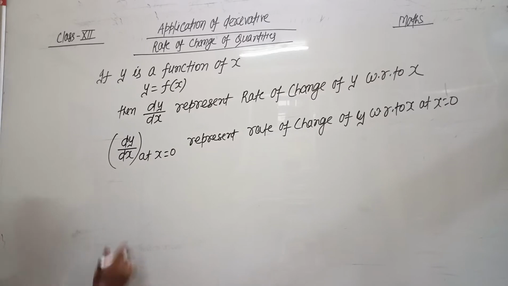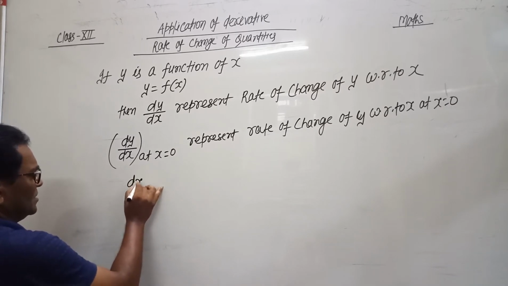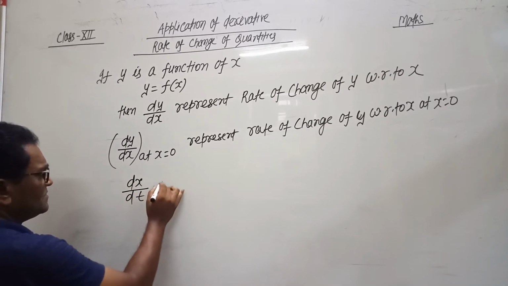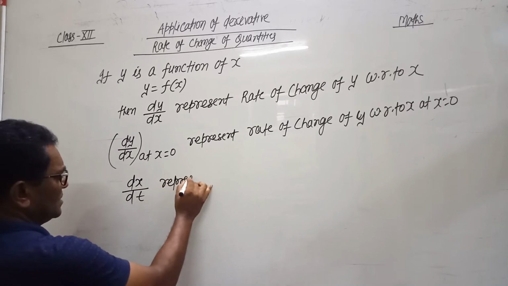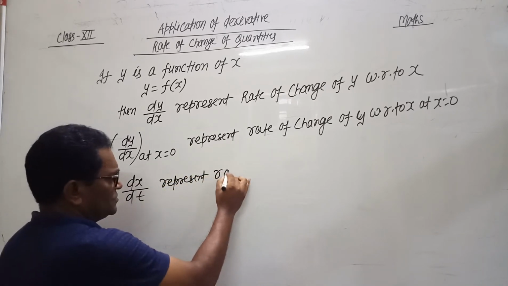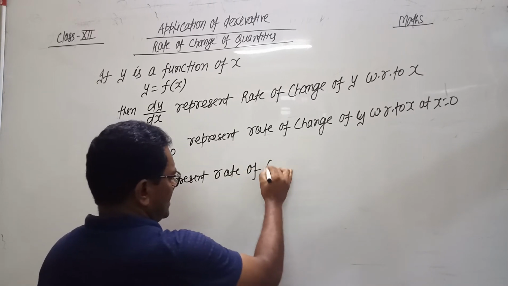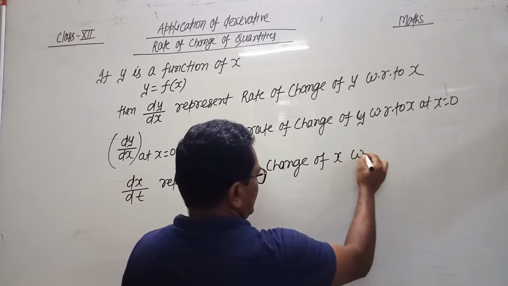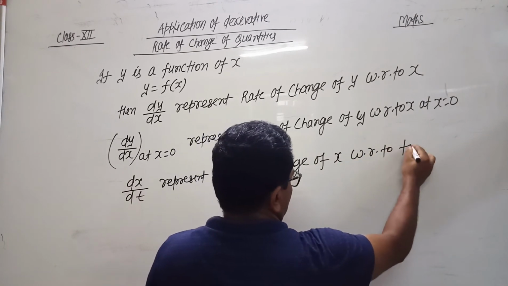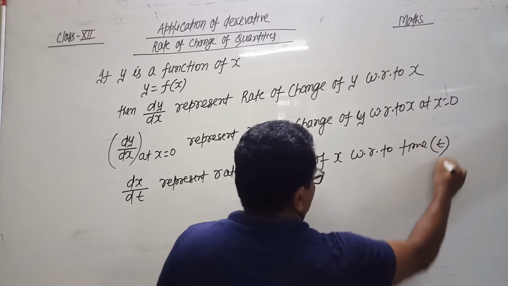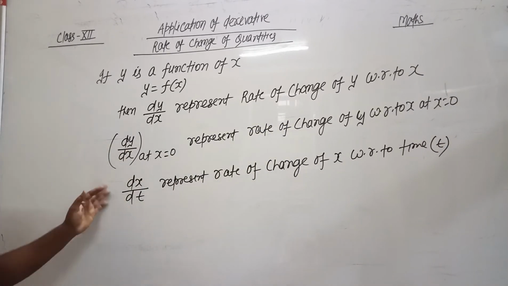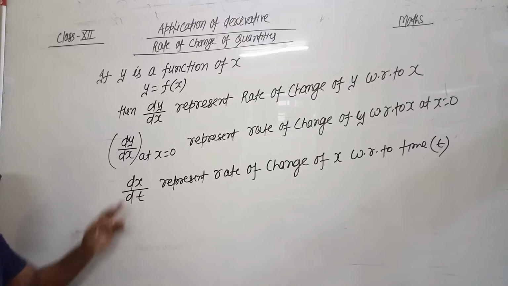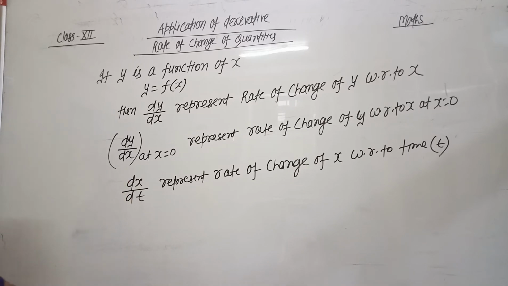And if there is rate of change with respect to time, so dx by dt, it represents rate of change of x with respect to time t. So dx by dt means rate of change of x with respect to t, dy by dt means rate of change of y with respect to time t.